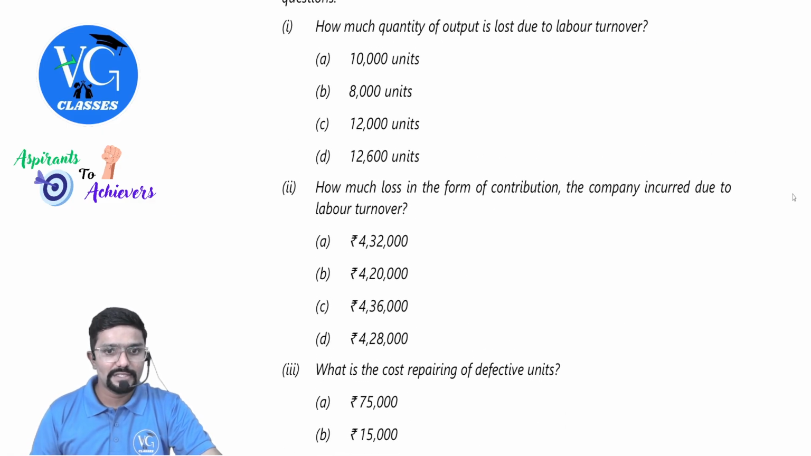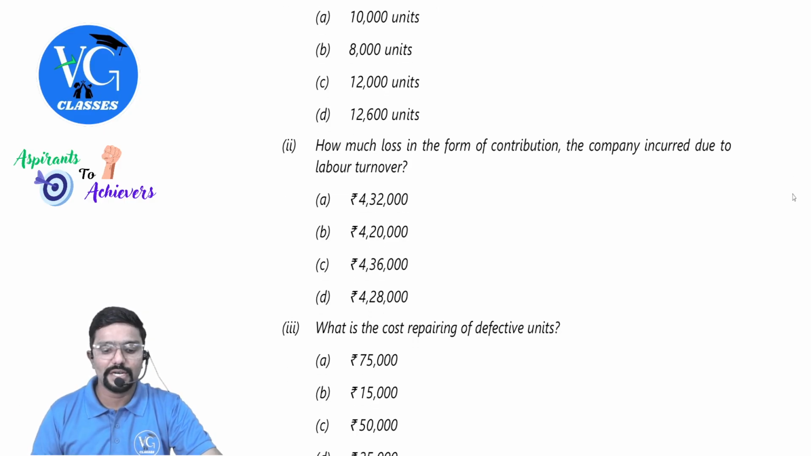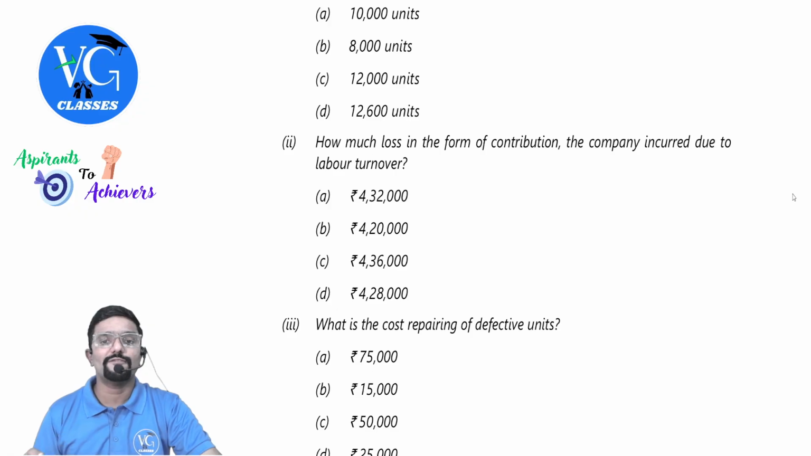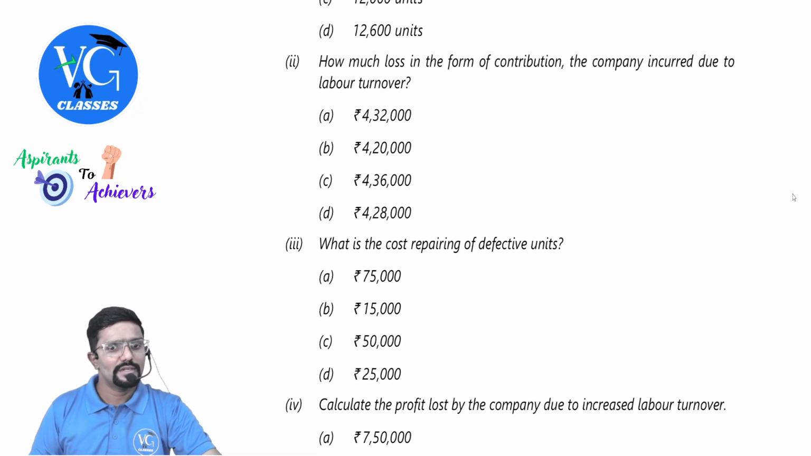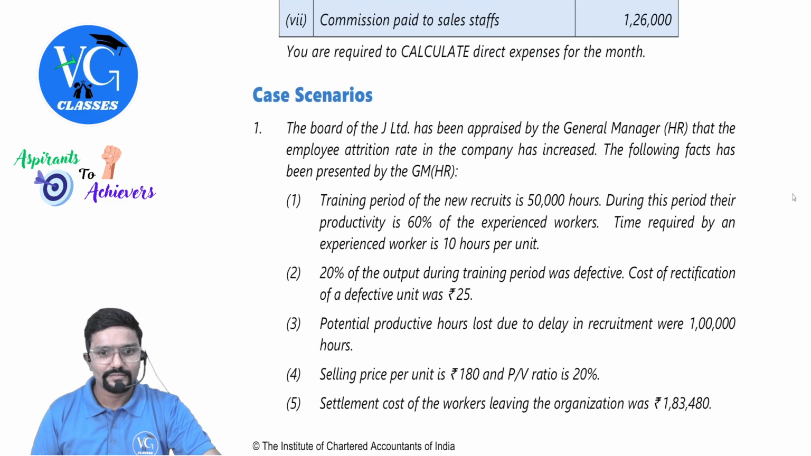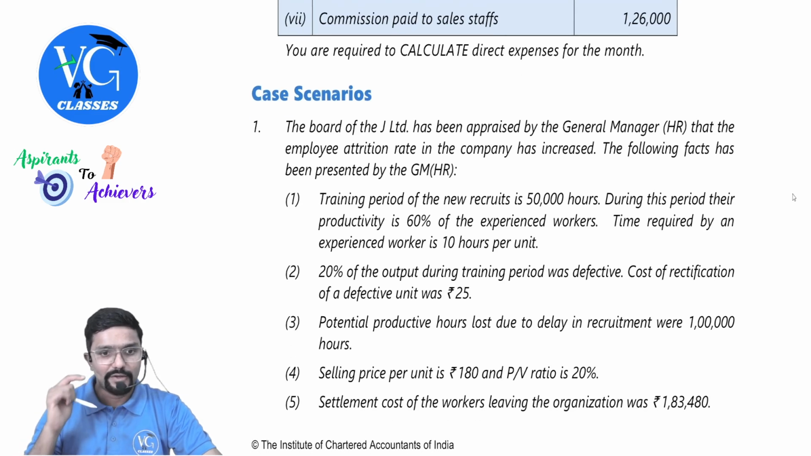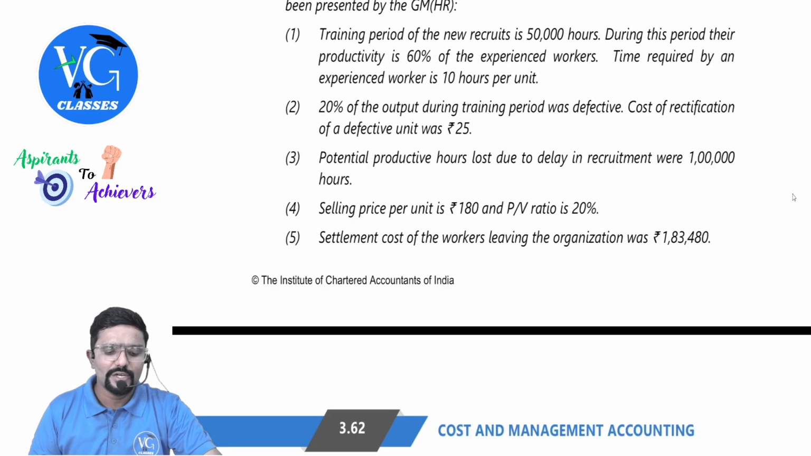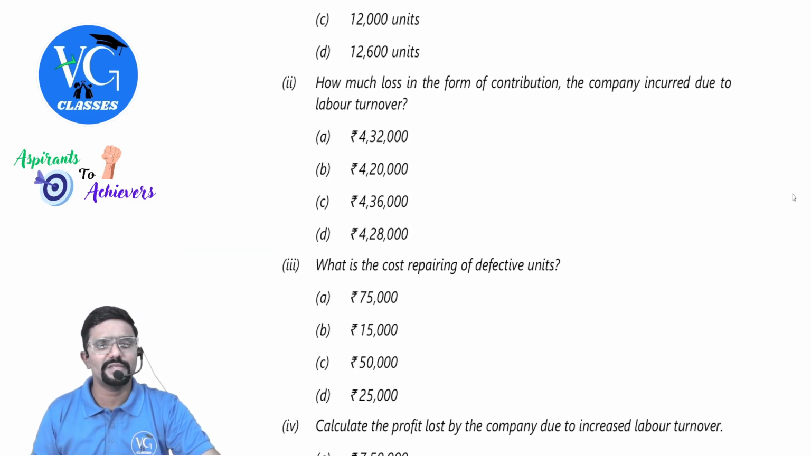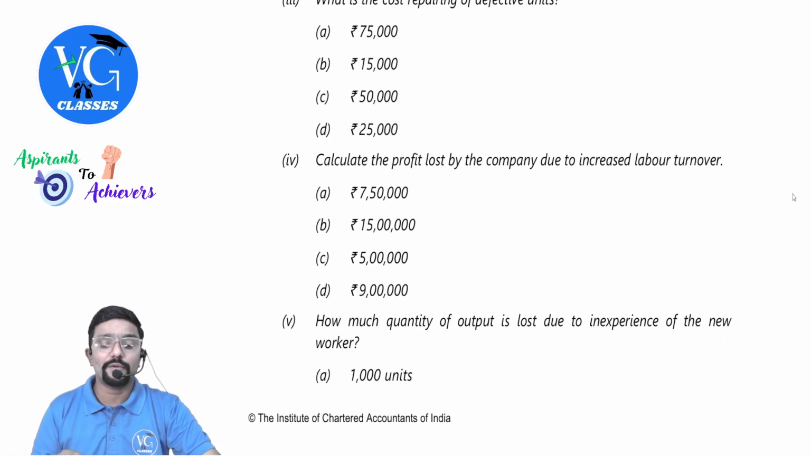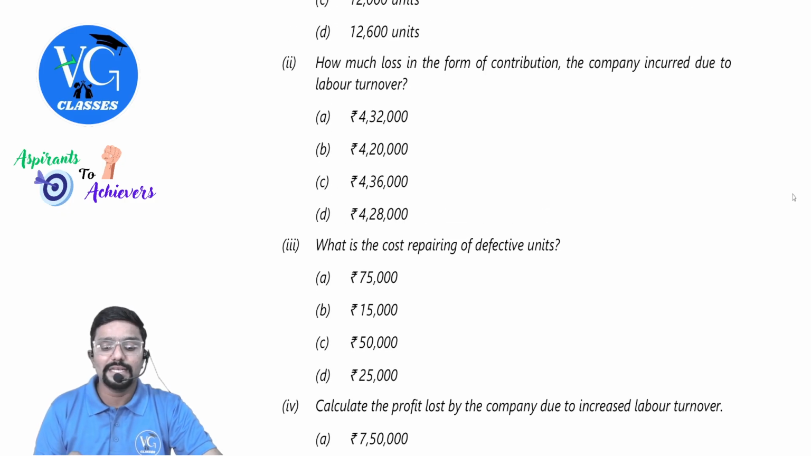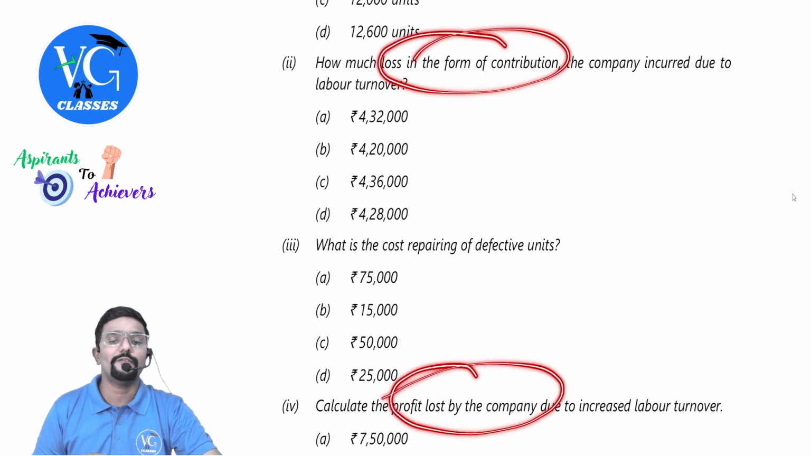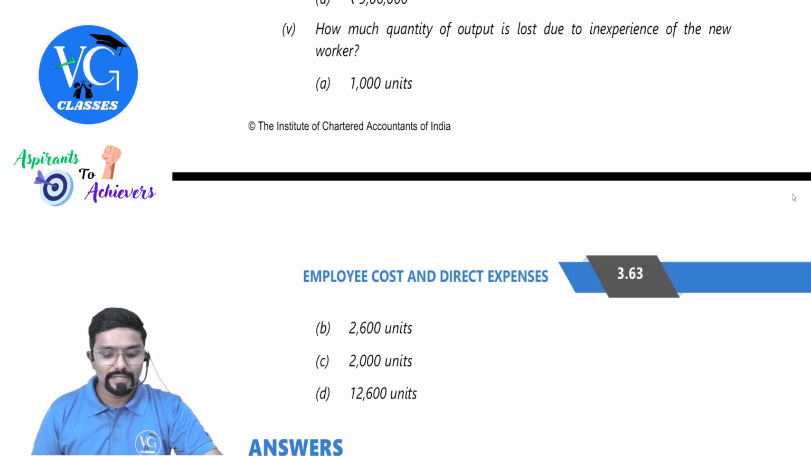Let me just see what all they have asked so that I can go straight to the solution later. How much loss in the form of contribution did the company incur due to labor turnover? Only loss of contribution they have asked. What is the cost of repairing the defective items? How many units are there? 20% of the output is defective, for which 25 rupees is the cost of rectifying it. Calculate the profit lost by the company due to increased labor turnover. Guys, here they have asked loss of contribution. Here they have asked profit lost. Then the last one.